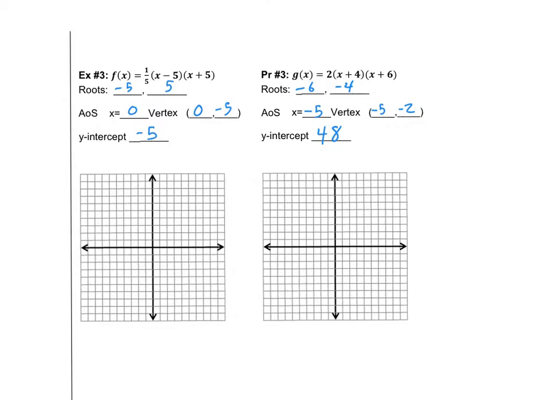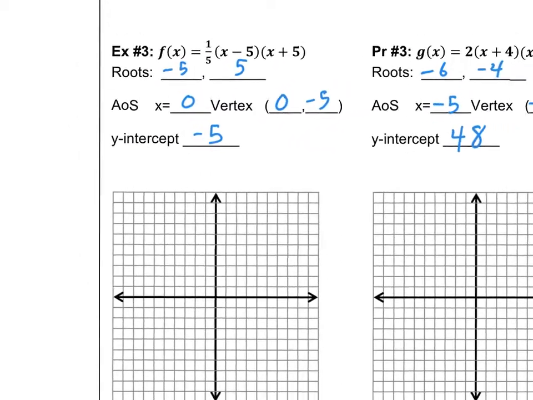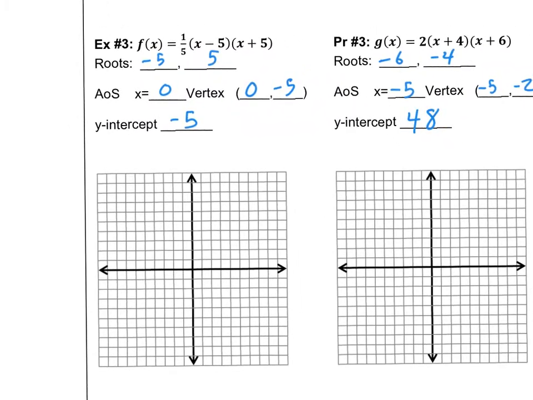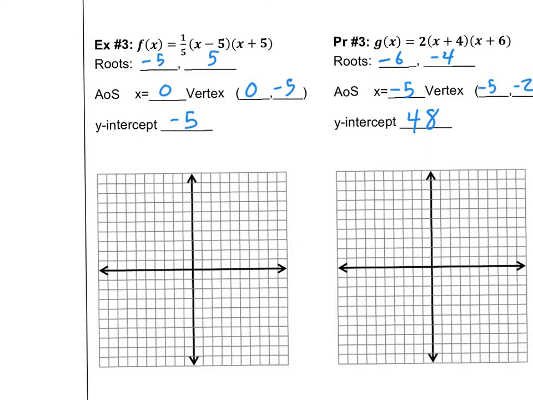Alright, example 3. It's already in factored form. This one should actually be pretty easy to graph because our roots are pretty easy. It's just negative 5, 5. So I'm not going to bother changing any of the labels here. So negative 5 and positive 5, there's my roots. The axis of symmetry is actually just x equals 0, so it is the y-axis. The vertex is at 0, negative 5, so I'm just going to go down 5. And the y-intercept is the same thing as the vertex. So we got a pretty good idea here.